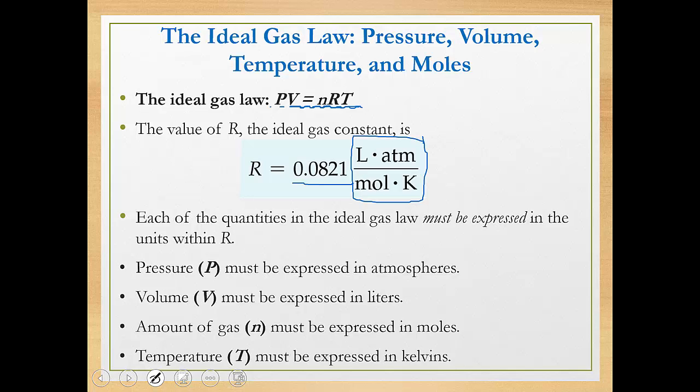Now, using this ideal gas constant requires us to use the units that are shown here. So if you're going to use the ideal gas law, the first thing you have to do, if your units are anything besides atmospheres, liters, moles, or Kelvins, you must convert them to those units before you use the ideal gas law. If you convert to those units, you're good to go. You are golden.